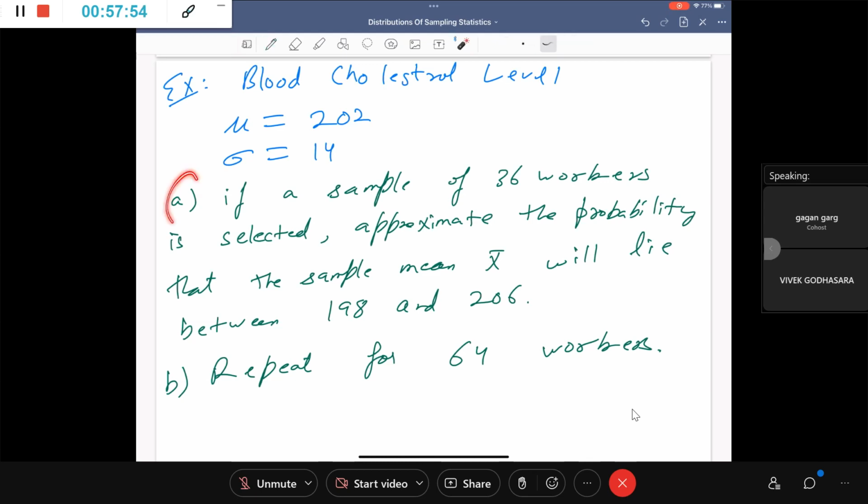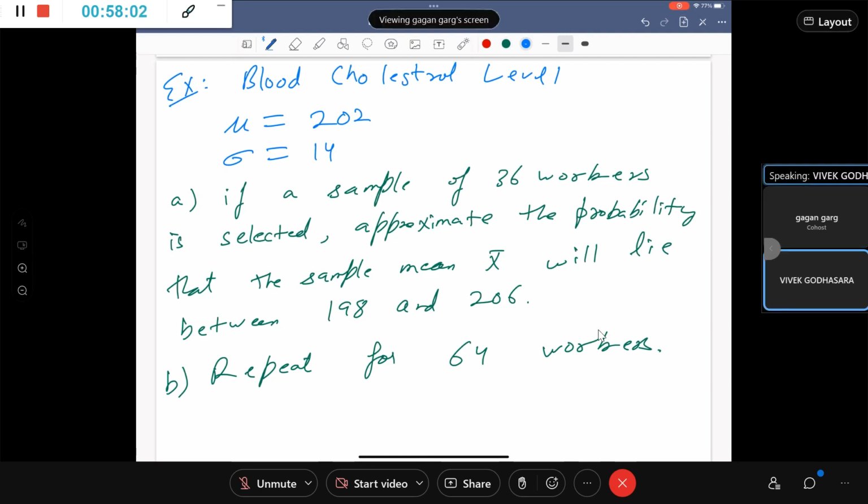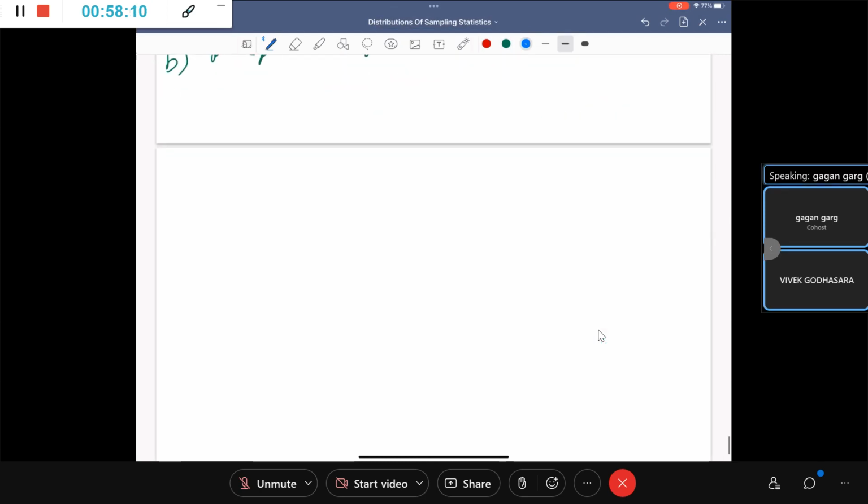For part A, what is the first step? Hello, sir. Yeah. So here x bar is between 198 to 206. So we'll subtract mu and divide by sigma by root n. Yeah. But before that, you want to just set it up and write it in the proper language. So I'm just writing it in detail so that you know how to write.